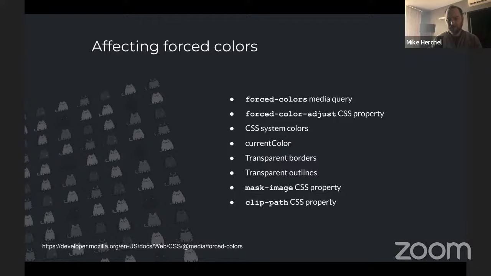Transparent borders and transparent outlines are very useful because they will become apparent in forced colors mode, since, as I stated earlier, forced colors mode changes those colors. So it will change your border color to something like CanvasText, or your outline color to CanvasText. I use a lot of the mask-image CSS property, and I'll talk about that in a bit. And then you can use things like the clip-path CSS property, in conjunction with CSS system colors, to help out with iconography.